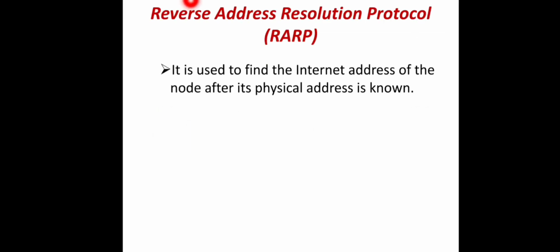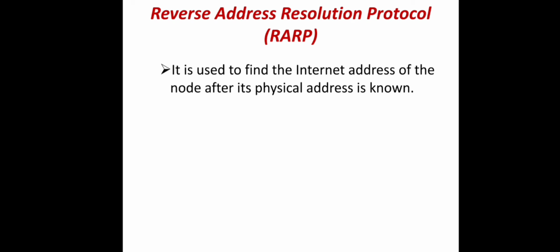The next protocol is Reverse Address Resolution Protocol, or RARP. It's actually the reverse of Address Resolution Protocol. That is, it is used to find the internet address of a node after its physical address is known. That means if a machine knows its MAC address but doesn't know the IP address, in that case you can use the RARP protocol.